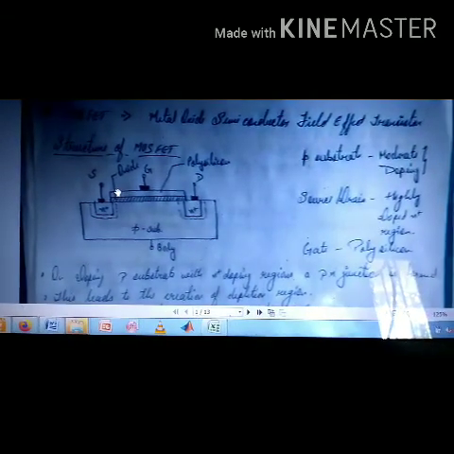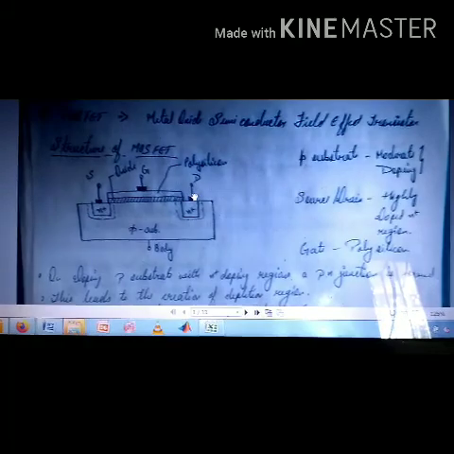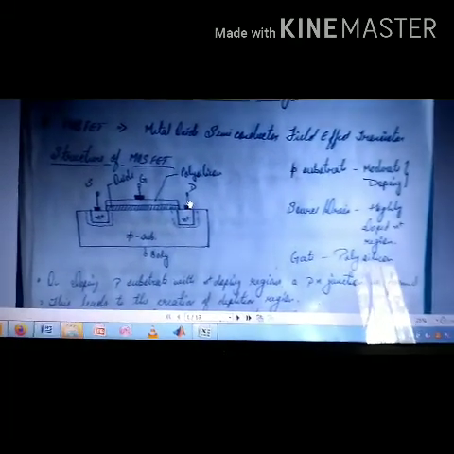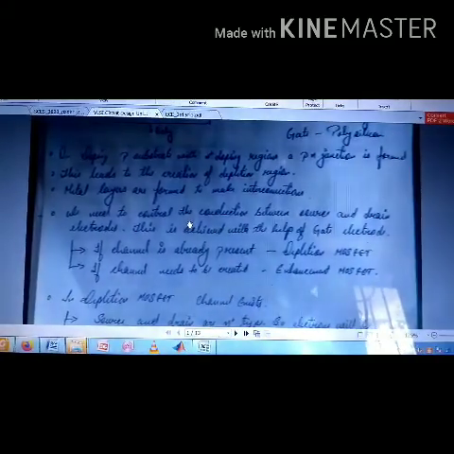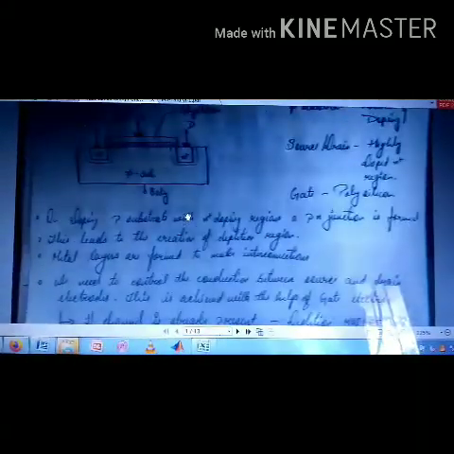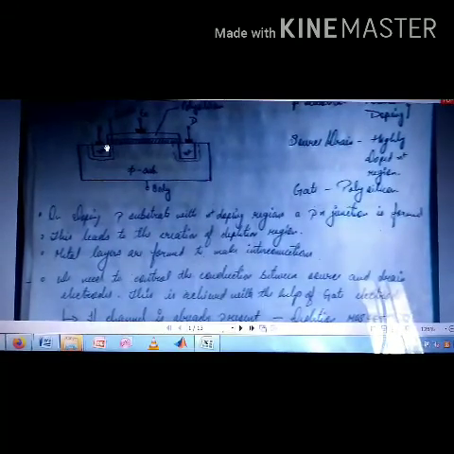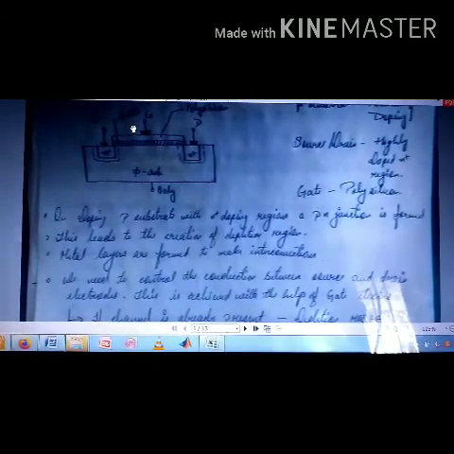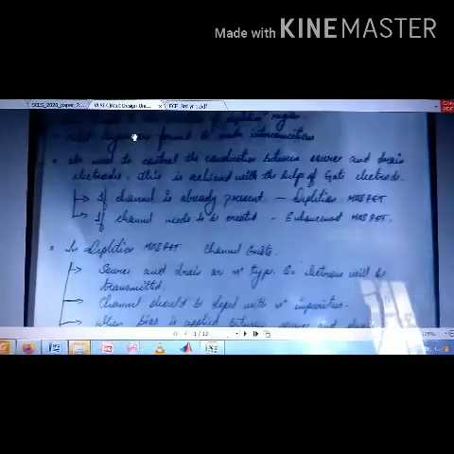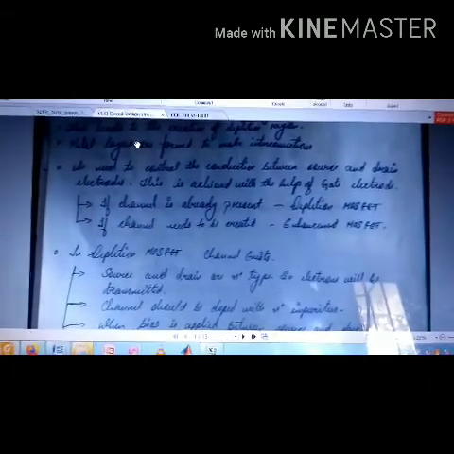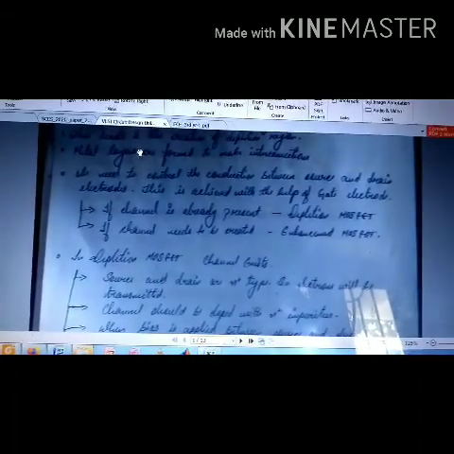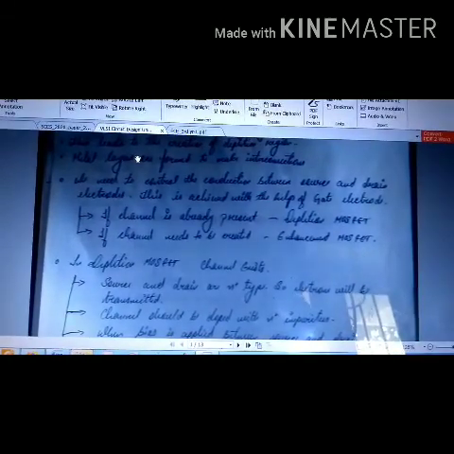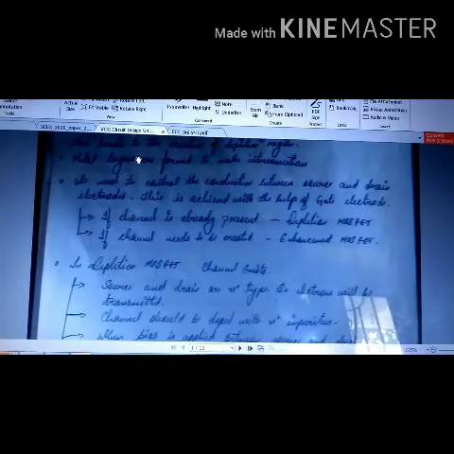Then there are metal contacts provided here to make contacts. Now we need to control the conduction between source and drain electrode. This is the source electrode, this is the drain electrode. Current will flow between these two terminals, and with the help of the gate electrode we need to control this current. So to control the conduction between source and drain electrodes, we take the help of the gate electrode.